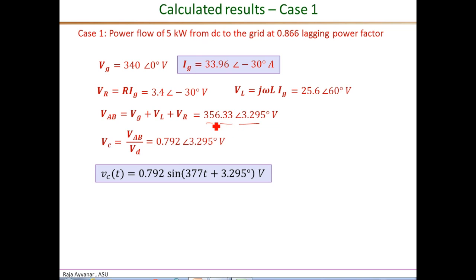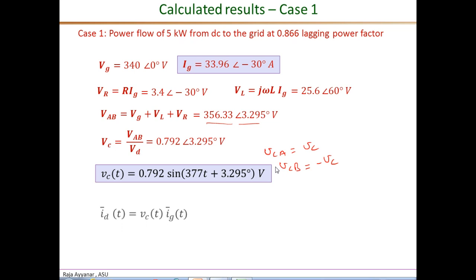Once we get VAB, the control voltage is simply VAB over VD, and in time domain it is the sine signal 0.792 peak, and it leads the grid voltage by this small angle of 3.3 degrees. It's not written here, but VCA we have to give as simply VC, and VCB we have to give as minus VC.